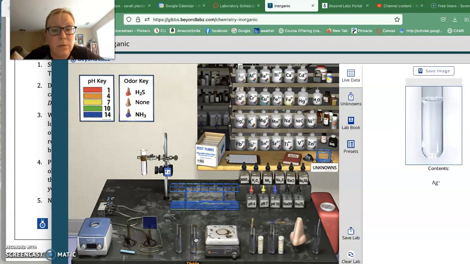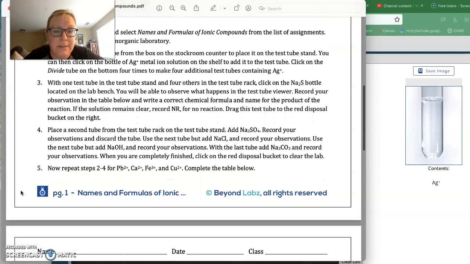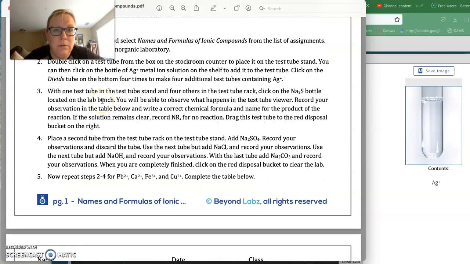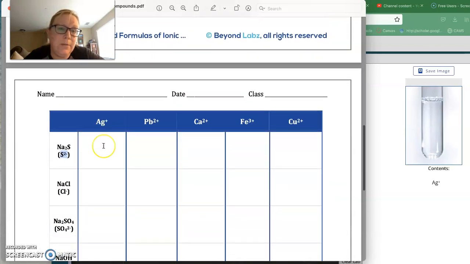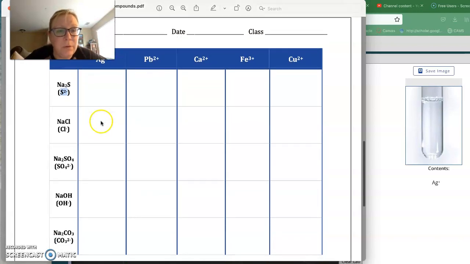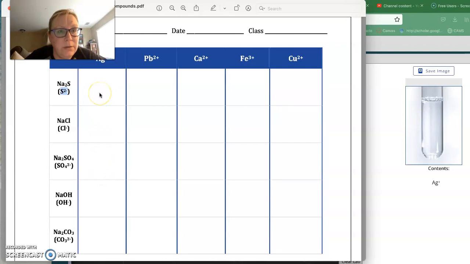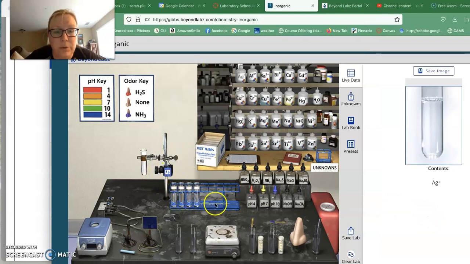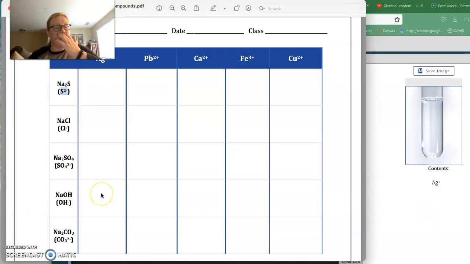So we're going to click that 4 times. 1, 2, 3, and 4. Okay. And so now it says you're going to click on the sodium sulfide bottle. So what we're going to do is the 4 vials, or test tubes, of silver. There's one in the stand here, and then there's 1, 2, 3, 4 that are on the blue bit here. Okay. And so we are now going to react each one with these ions that are shown here.